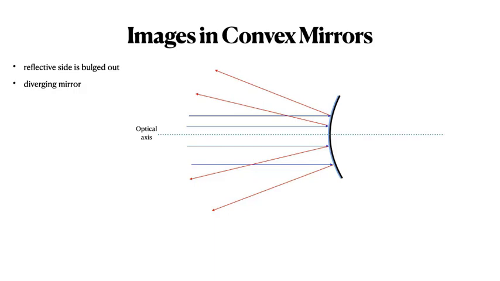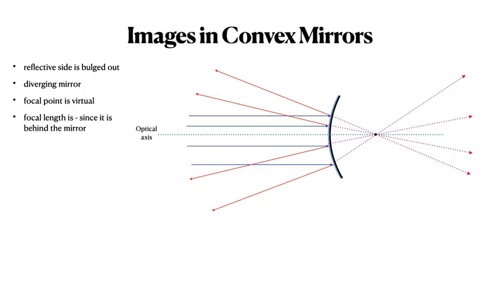But if you trace those reflected light rays back to where it looks like they originated, there is a point in space back behind the mirror where those rays appear to have come from. So the focal point in this case is virtual. If we were dealing with it mathematically, we would say the focal length here would be negative because the focal point is back behind the mirror.